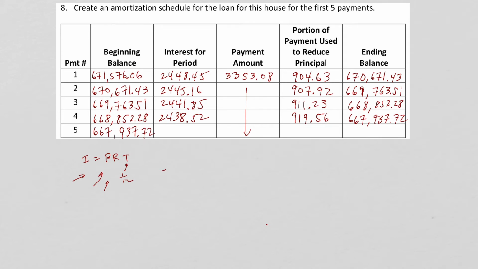We'll use that in the interest formula, and we'll get $24.35.19. We'll subtract and get $917.89, and we'll subtract again and get $667,014.83. And again, what I want you to notice, the main takeaway, is that our interest charges for each period start decreasing each month. And the amount that we end up using to reduce principal goes up each month.